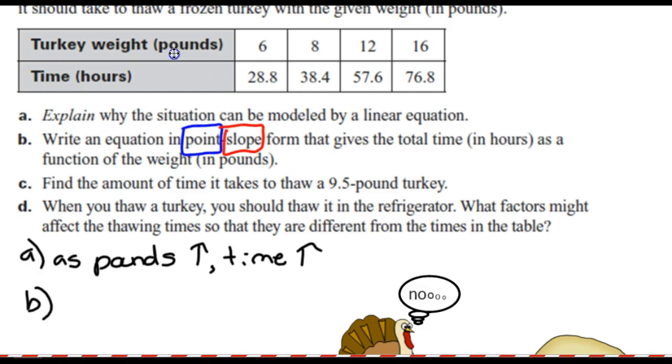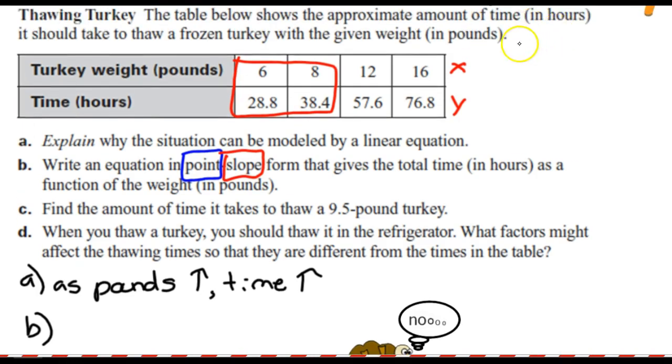So the first thing we can do is find the slope. We know that this is going to be our x and this is going to be our y. The input is 6 and the output is 28.8. What we're going to need to do is find our slope. So we'll have 6 and 28.8 and 8 and 38.4. This is our x1, our y1, our x2, and our y2.